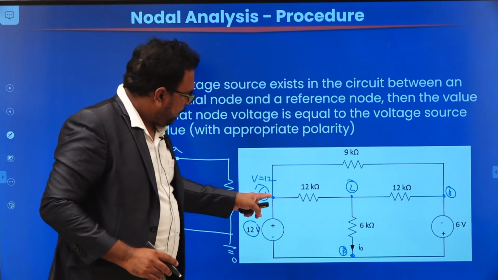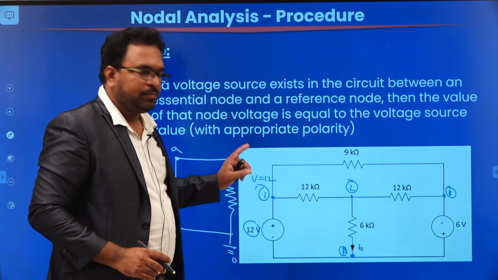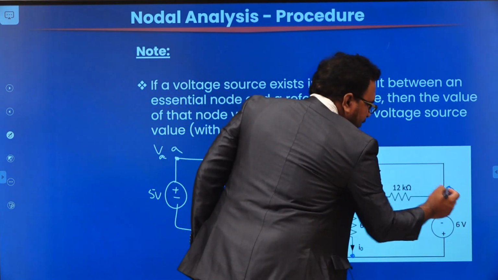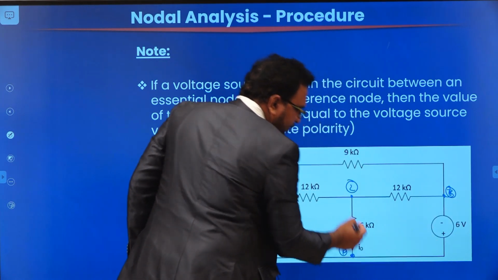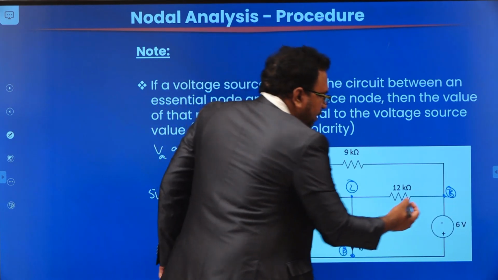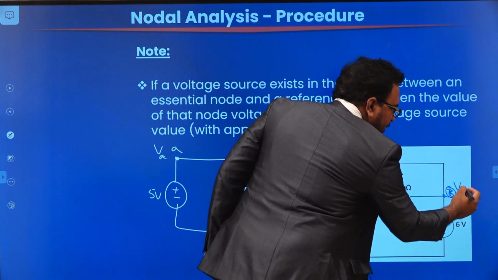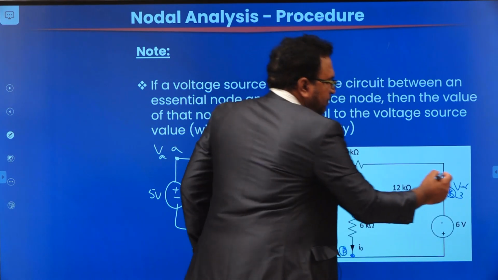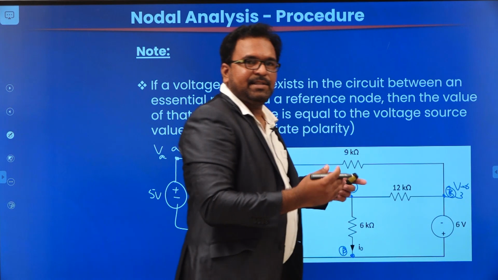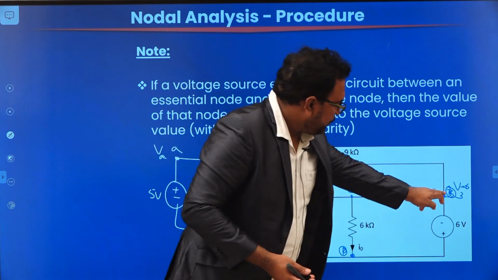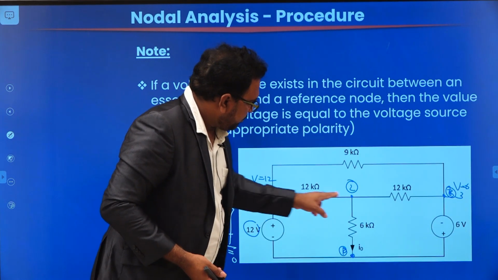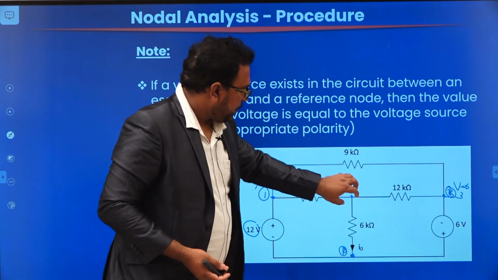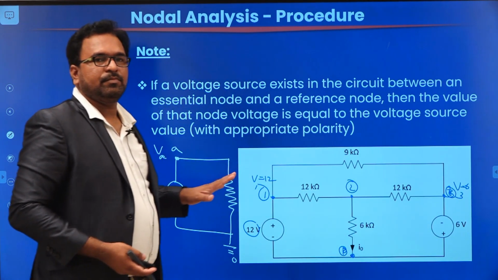That means you need not apply KCL at node 1. Similarly, if you observe node 3, the 6 volts is connected between node 3 and the reference node. That means whatever node voltage you assign to node 3 is directly equal to 6 volts. So V3 is directly 6 volts. That means there is no need to apply KCL at node 3. What about node 2? Here there is no voltage source connected. That means we have to apply KCL at node 2.